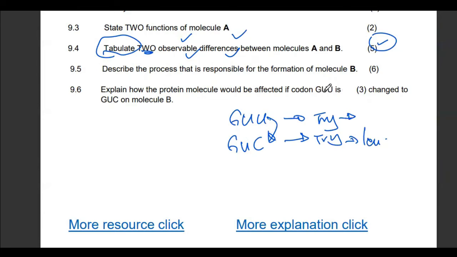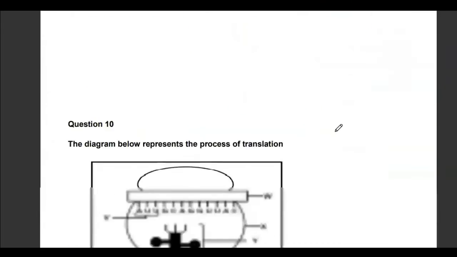So therefore, you tell us that if GUU is changed to GUC, because when they say codon, it means that we have started from the messenger RNA. Then this will lead to a different sequence of amino acids. Different amino acids will be brought to the ribosome, and then a different protein will be formed. So that's basically what you have to understand.